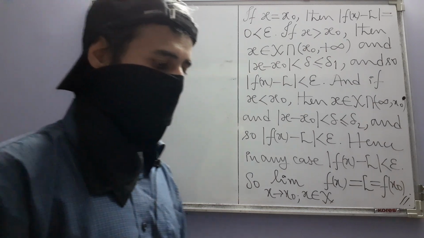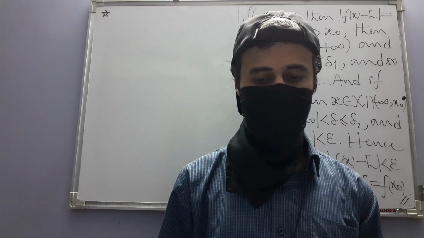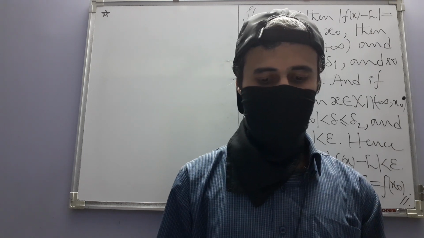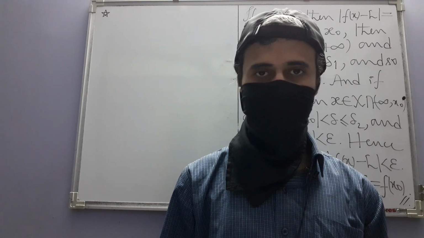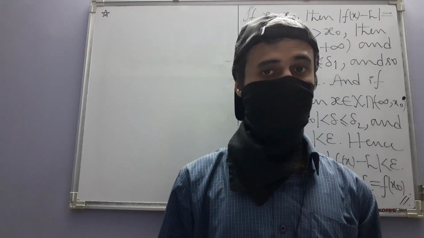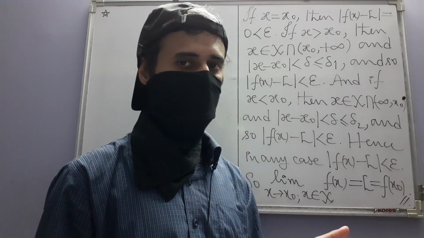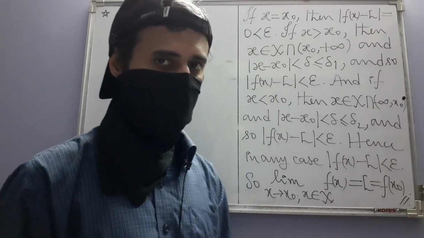In fact, the author says, let me just read it out. As we saw with the signum function, it is possible that both the left limit and the right limit at x naught exist, but are not equal. We have seen that the SGN left limit at 0 is -1, but the SGN right limit at 0 is 1, and they are not equal.